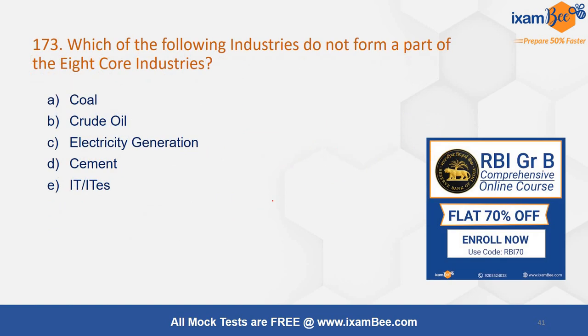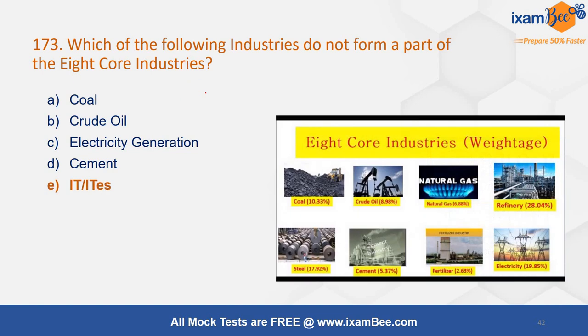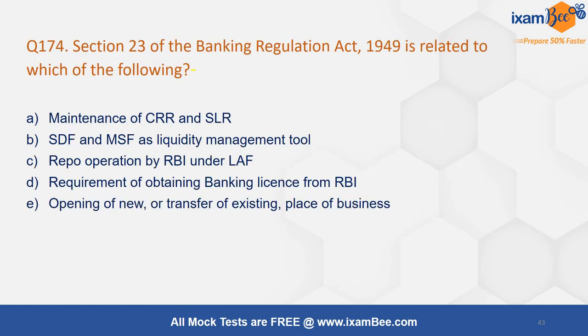So, an easy one. Which of the following industries do not form a part of the 8 core industries? Basic question. You can find the answer in the textbook also. You have to know these basic things also. The answer is IT and ITES. The 8 core industries are coal, crude oil, natural gas, refinery products, steel, cement, fertilizer and electricity. The highest weight you can see is coming from the refinery side among the 8 core industries.